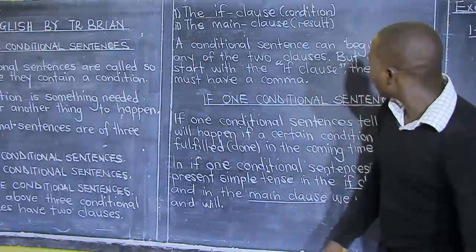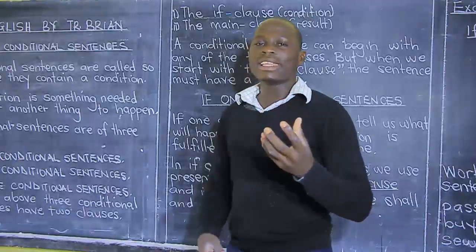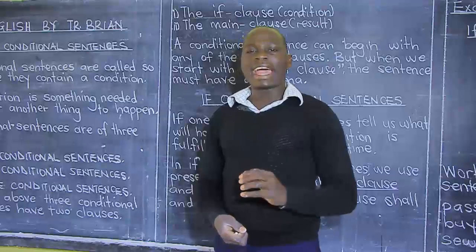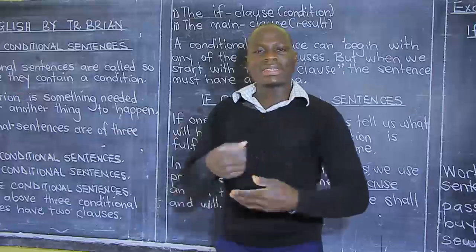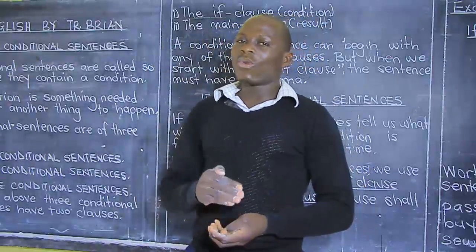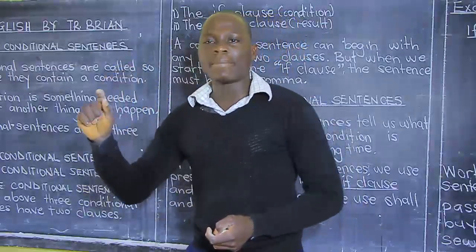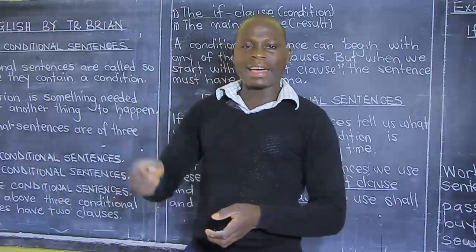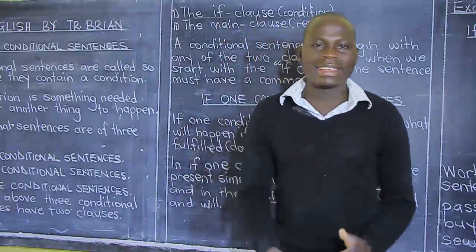Now, a conditional sentence can begin with either clause. Meaning it can begin with the main clause or the if clause. In other words, you can start your sentence with the if clause or the main clause. Once you start your sentence with the if clause, a comma is applied after writing the condition. Whereas when you start it with the main clause, we don't need a comma.